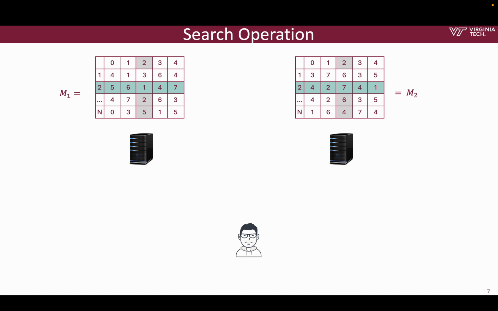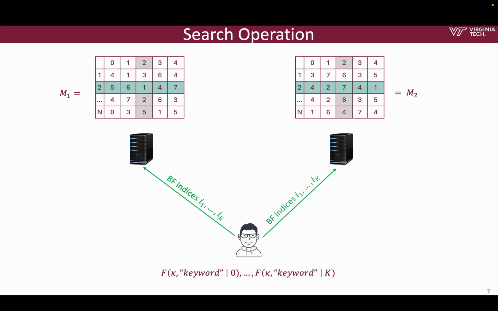Keyword search in our scheme works as follows. We assume that two servers store secret shares of the search index denoted as M1 and M2 here. First, the user computes the indices corresponding to the keyword using a pseudo-random function with his secret key as input. Then, the user sends those indices to the servers.